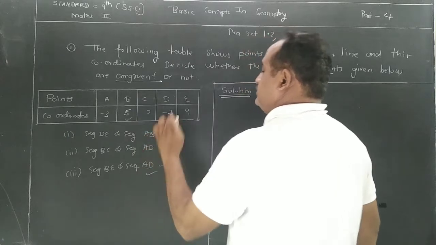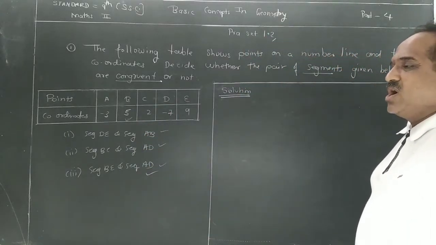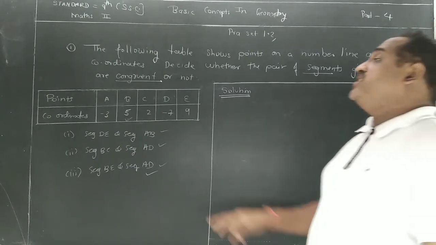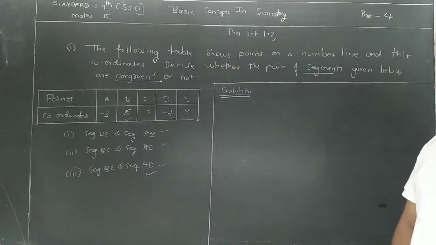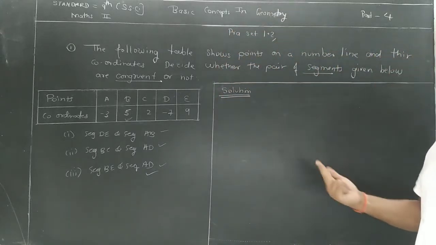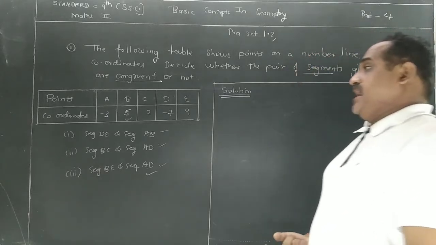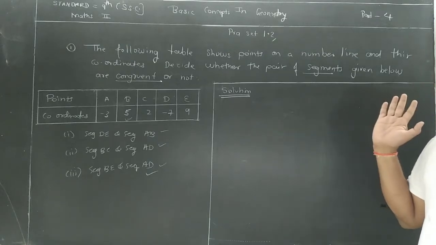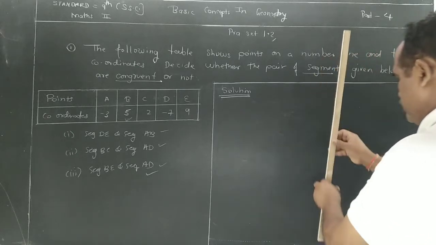Means they have given some pairs of segments. We have to decide they are congruent or not. But at that time we should know which segments are called congruent segments. We have to see the definition of it. What is the definition? Two segments are said to be congruent if they have equal length. If the lengths of two segments are equal, then they are congruent segments. Same concept we have to use.